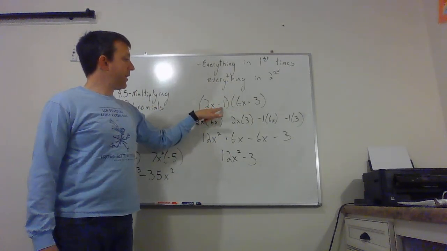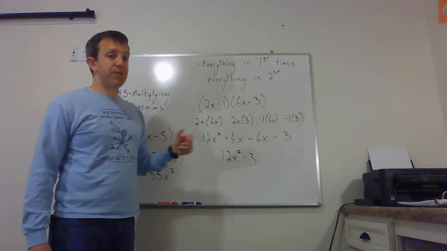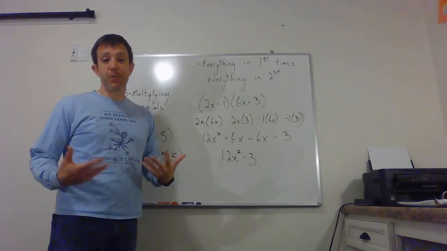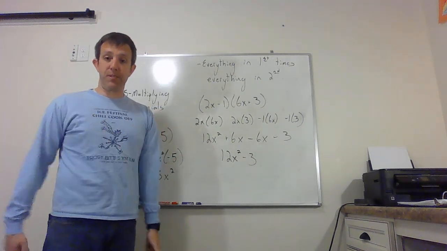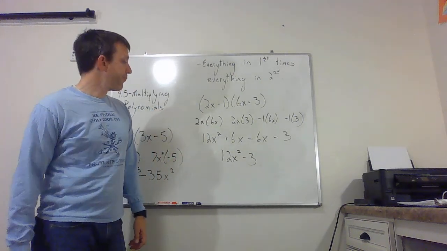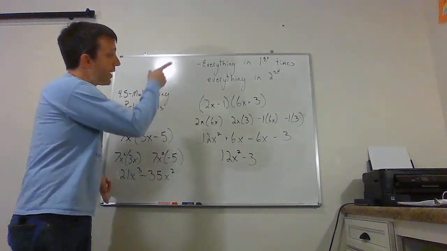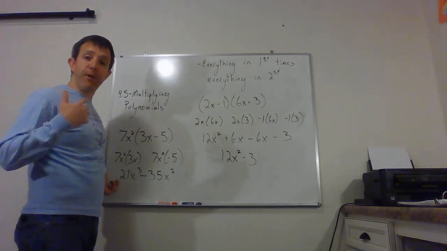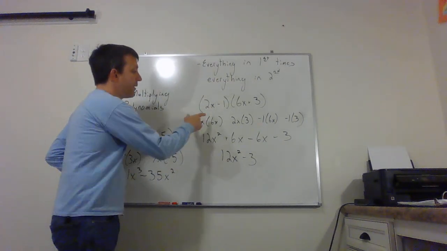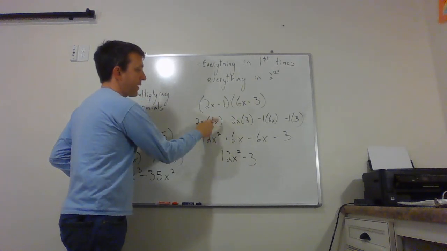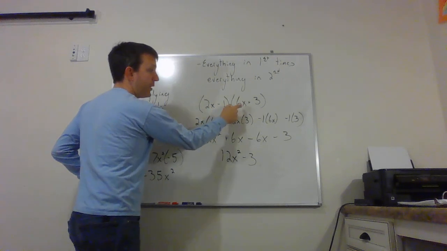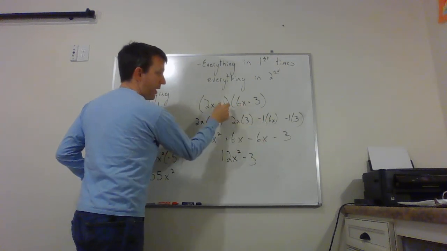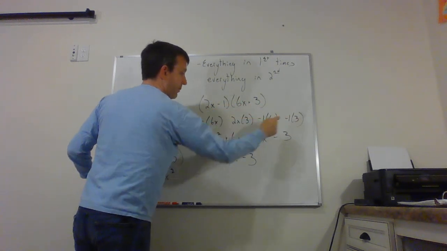So I have 2x minus 1 times 6x plus 3. Notice this time there's nothing in between those parentheses. There's no addition or subtraction. This is multiplication because these parentheses are smashed together. So I'm going to do exactly what my directions up there say. I'm going to do everything in the first times everything in the second. So 2x times 6x, 2x times 3. Negative 1 times 6x, and negative 1 times 3.